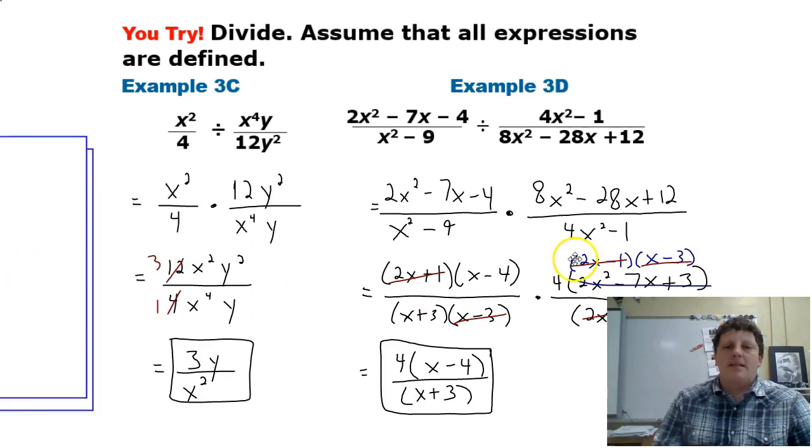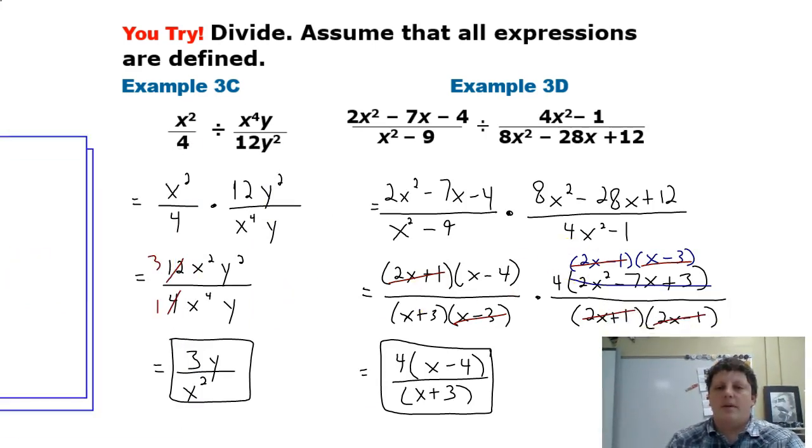3D got a little bit more messy because you had some factoring to do. After you keep, change, flip, and factor, you cancel out everything that you can get rid of, and what's left behind here, there's a little 4 over here that was a common factor that's still here, and an x minus 4 that's still here in the top, and then x plus 3 was the only thing in the bottom, so I was able to simplify it down to 4 parentheses x minus 4 close parentheses over x plus 3.